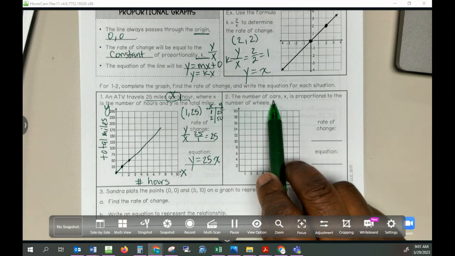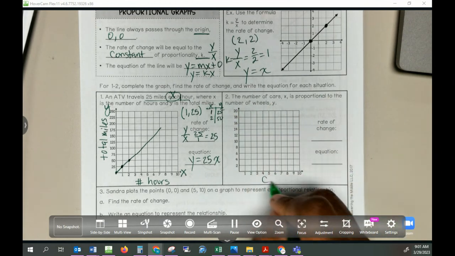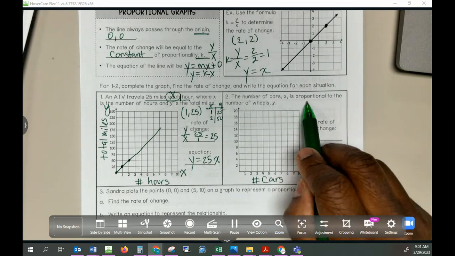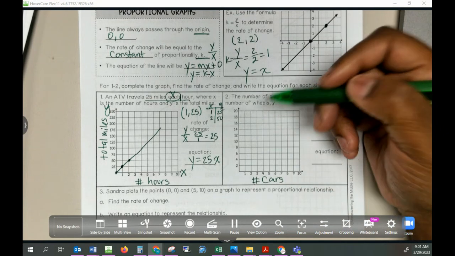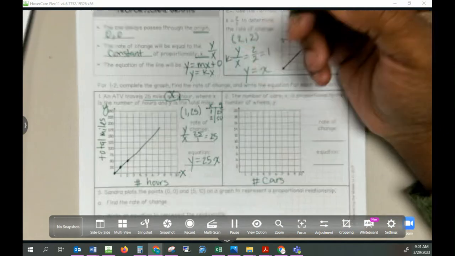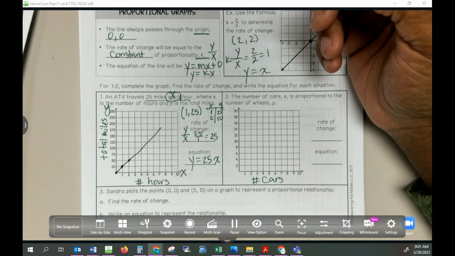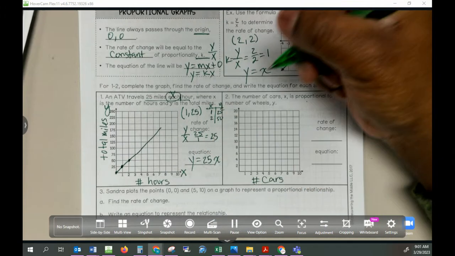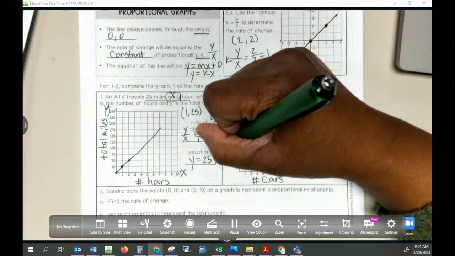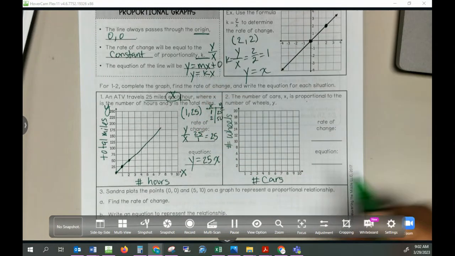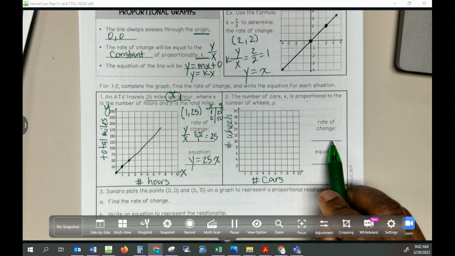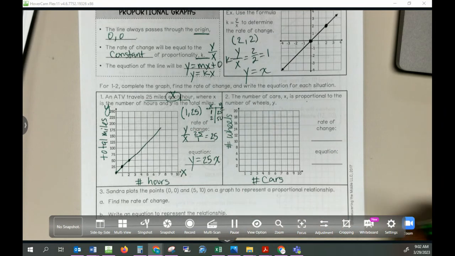So here, the number of cars, which is x. So here I know these are my cars, is proportional to the number of wheels, which is y. Here's my number of wheels. So now we have to find the rate of change of that. How many wheels does one car have?